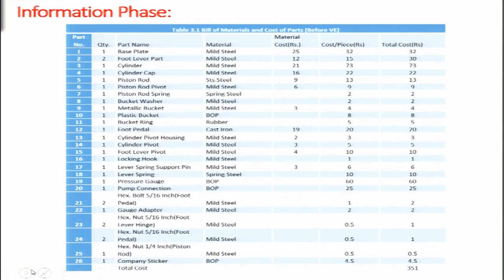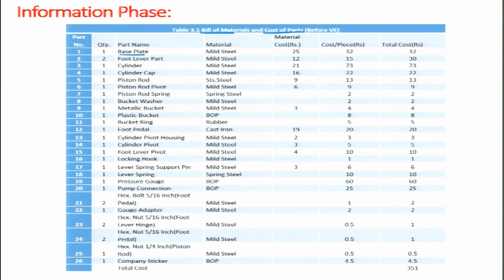Now, the information phase so far was just the bill of materials. Now we also have the cost of the materials: the base plate, the material, the cost per piece and the total cost. The total cost is the cost per piece into the number of pieces. Now, these are the details of the bill of materials. This is the bill of materials plus the cost of the parts.